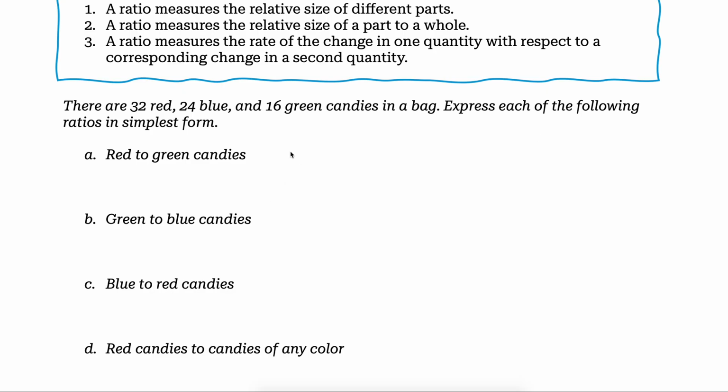There's 32 red candies. That's going to go in my numerator because it comes first. And 16 green candies, so the ratio is 32 to 16. This can be reduced as 2 to 1. Just divide top and bottom by 16.